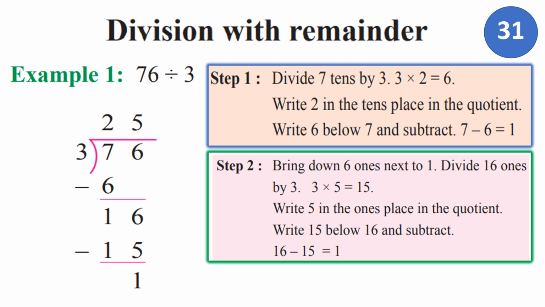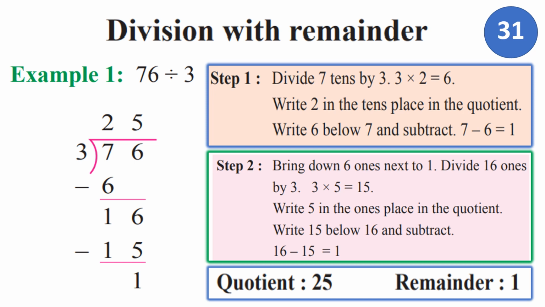Step number 2. Bring down 6 ones next to 1. Divide 16 ones by 3. 3 times 5 equals 15. Write 5 in the ones place in the quotient. Write 15 below 16 and subtract. 16 minus 15 equals 1.